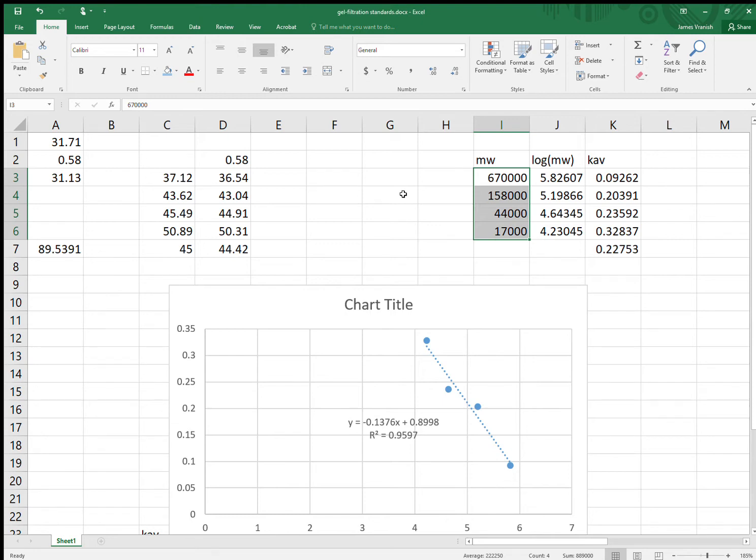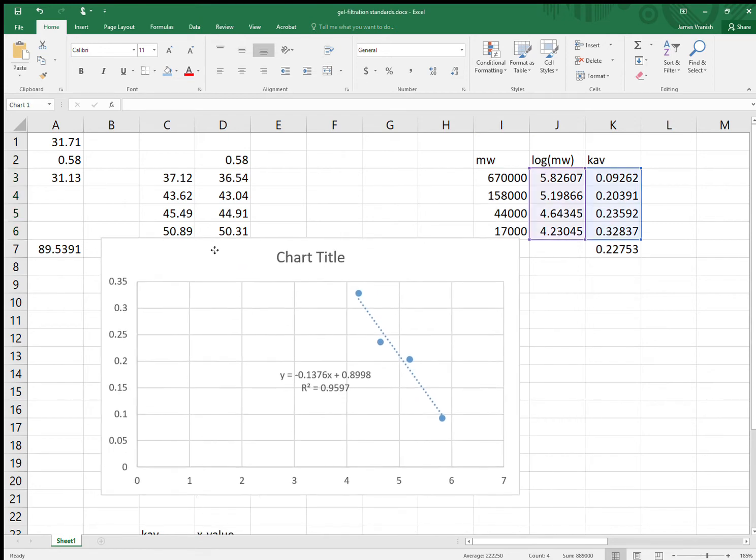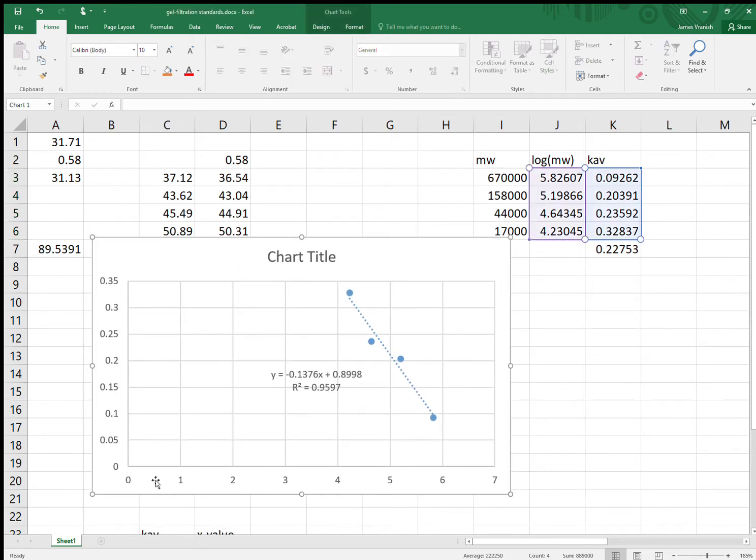Now, for the molecular weight, what we're going to plot on this graph is the logarithm of the molecular weight on the x-axis, and on the y-axis, something called K-av. To make the log of the molecular weight, you just take the logarithm of each of these molecular weights, and that gives you the x values. For the y values, the K-avs, there's a formula in the Word document you're going to have to use. It's VE minus V0 over VT minus V0.